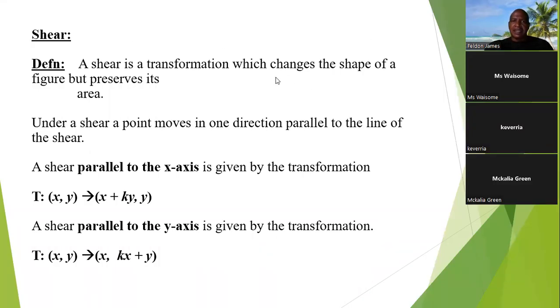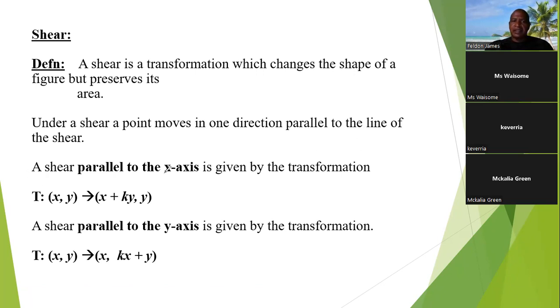All right, so guys, as I was saying, a shear is a transformation where the mapping will affect your x-axis, right? A shear is a transformation which changes the shape of the figure but preserves the area. Under a shear, a point moves in the direction parallel to the line of the shear.